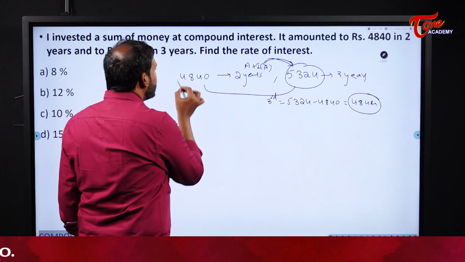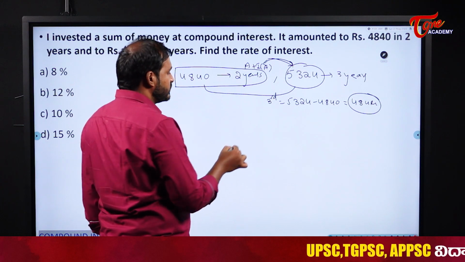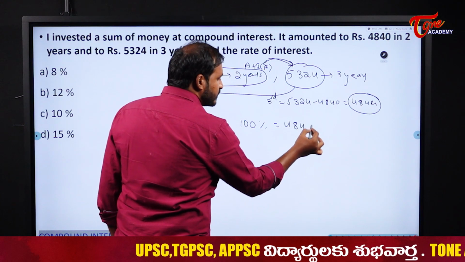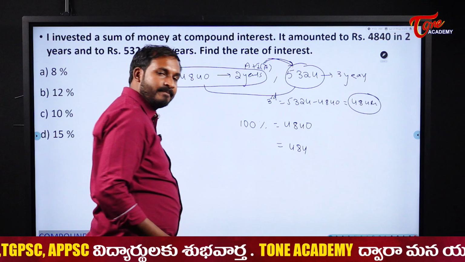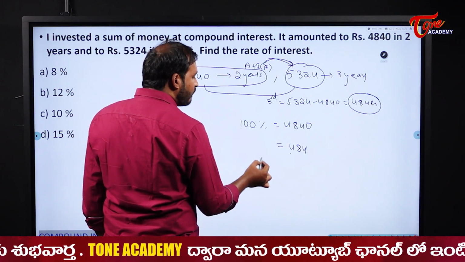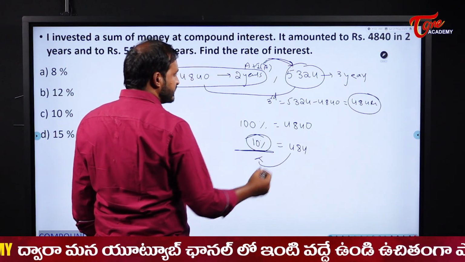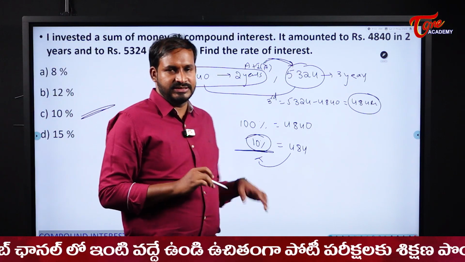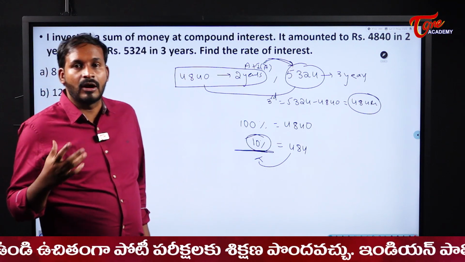What is the previous amount I have here? Previous amount is how much? 4840. That means 100% is equal to 4840. Now tell me, 484 is what percentage? 10%. That means my rate of interest here is how much? 10%. Simple students.